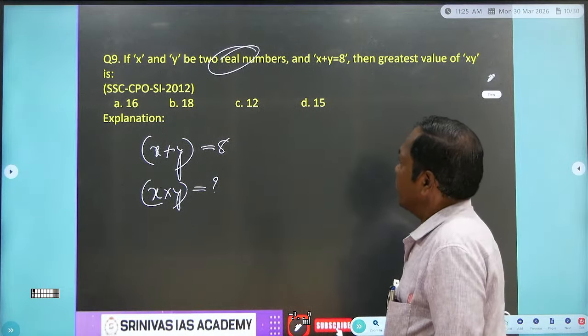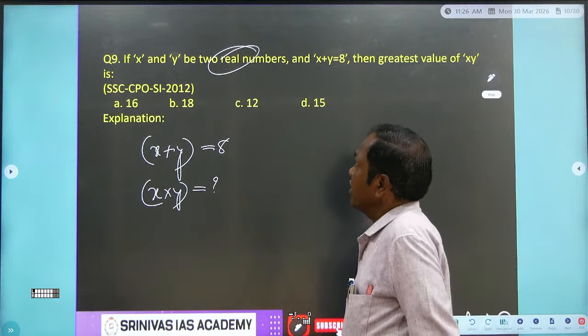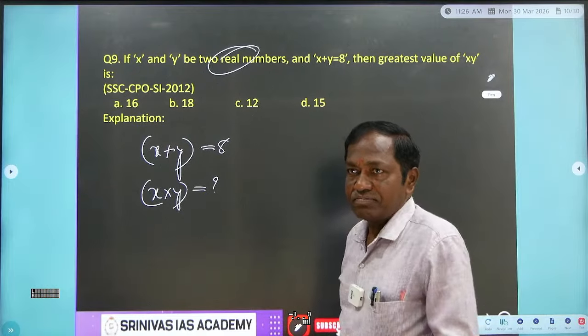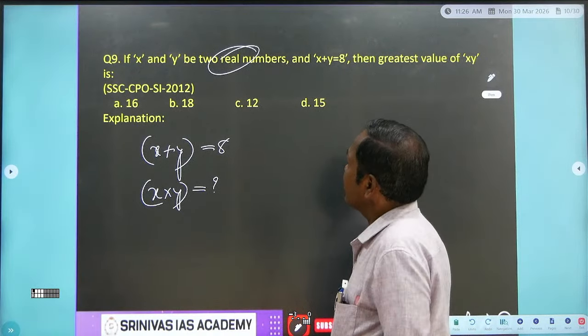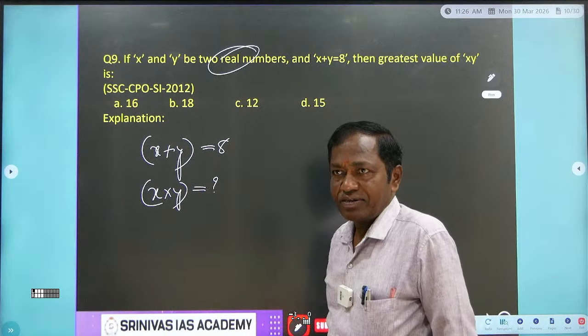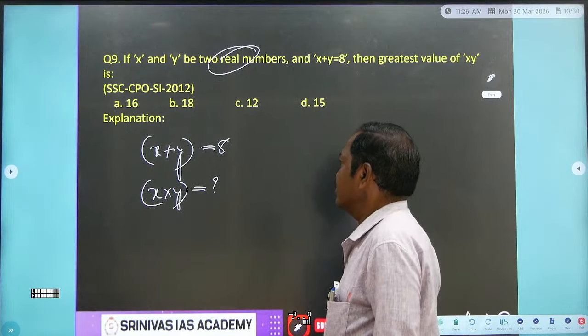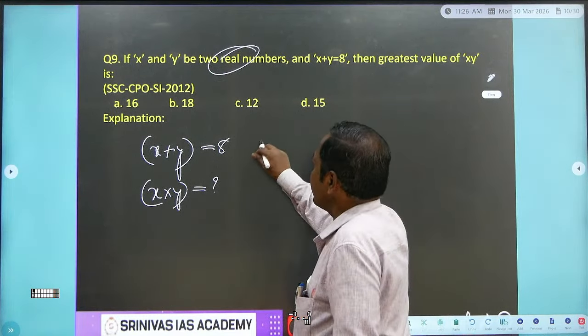What is the greatest value of xy, given x plus y is 8? It is not x into y, sir, it is xy. xy means x into y only. For example, x is 1, y is 7. Okay, let us take options here.